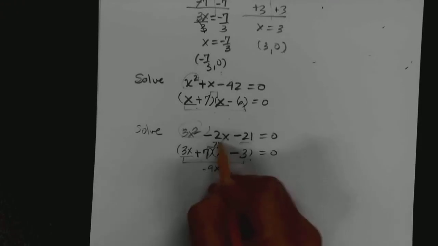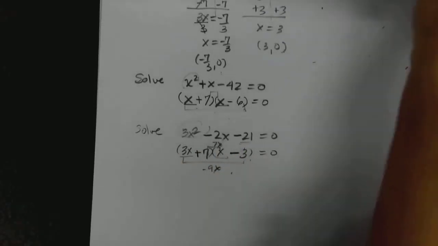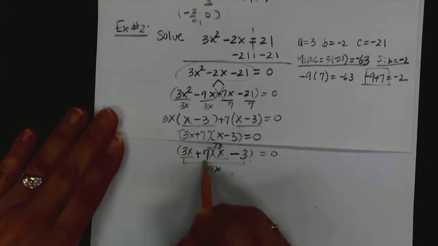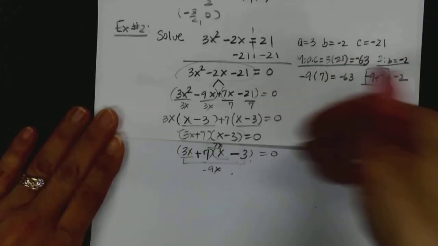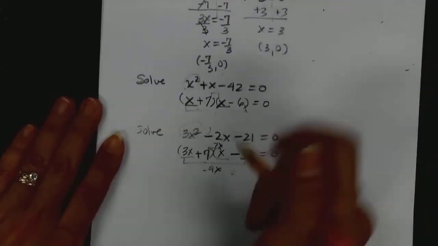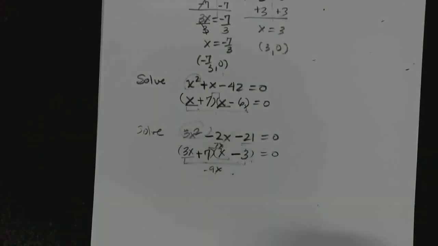Okay, so you've got your 7x and negative 9x. They add up to negative 2x. So those are my factors. And that's what we got when we factored up here, didn't we? See right here? 3x plus 7, x minus 3. I want you to eventually get to this point where you are factoring like this instead of doing what we did in chapter 9.